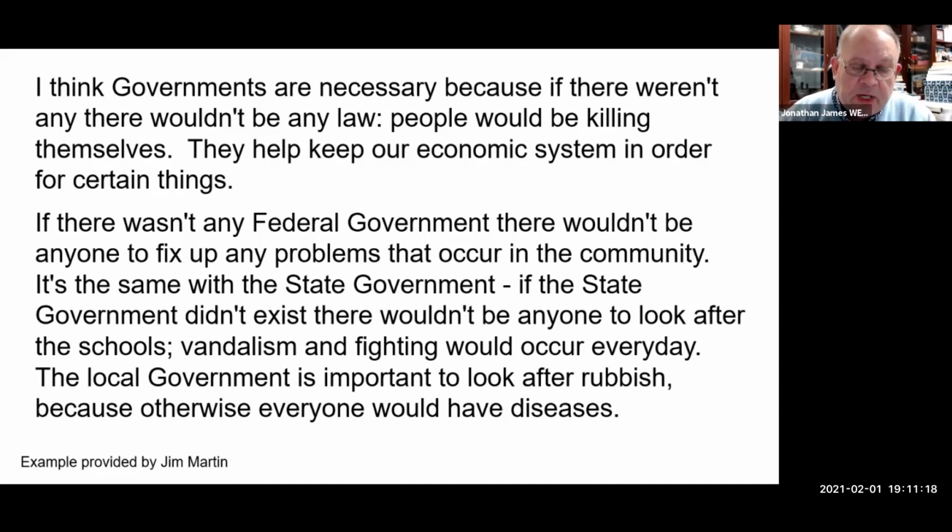Now, this is an example provided by Jim Martin. Let me read it. I think governments are necessary because if there weren't any, there wouldn't be any law. People would be killing themselves. They help keep our economic system in order for certain things. If there wasn't any federal government, there wouldn't be anyone to fix up any problems that occur in the community. It's the same with the state government. If the state government didn't exist, there wouldn't be anyone to look after the schools. Vandalism and fighting would occur every day. The local government is important to look after rubbish because otherwise everyone would have diseases.